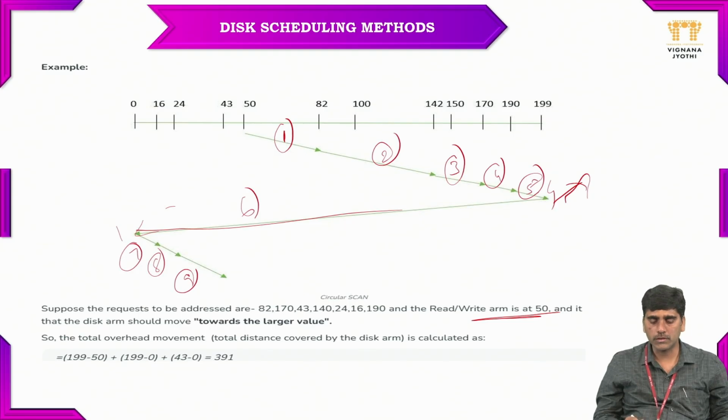Because of this, it performs one more pass, and because of this additional pass, we can call it circular scan.